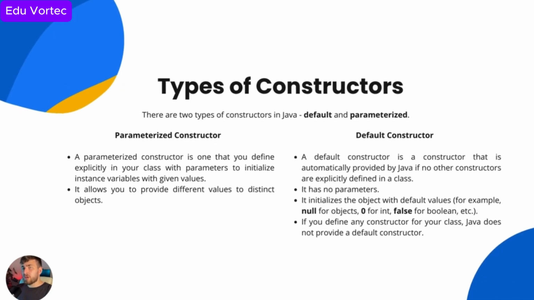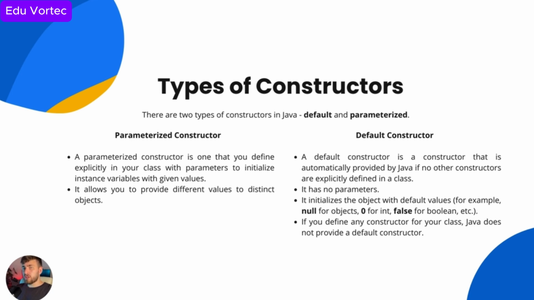In the next part, we'll be discussing the two types of constructors in Java: default and parameterized. A parameterized constructor is one that you define explicitly in your class, with parameters to initialize instance variables with given values. It allows you to provide different values to distinct objects.